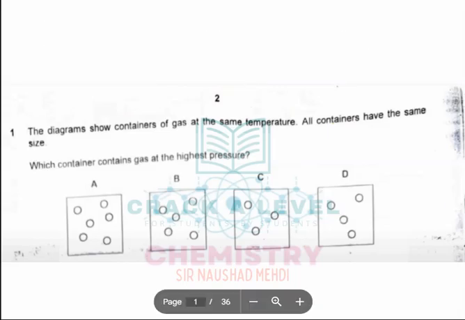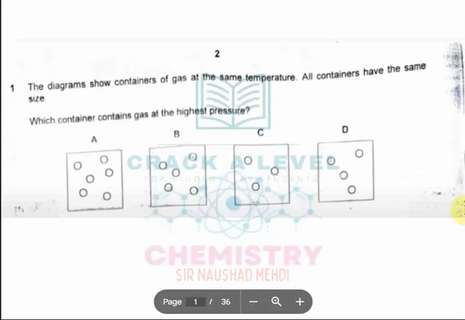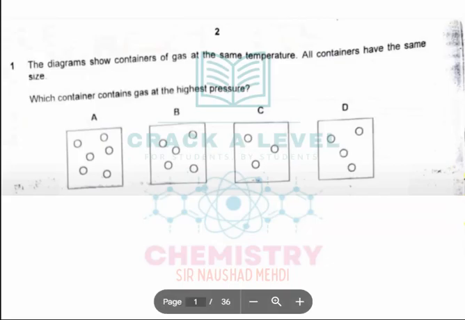Okay, so this is MCQ number 1. In this question it is saying that the diagram shows containers of gas at the same temperature. All the containers have the same size. So these are the 4 containers, and all of them have the same volume. Now they are asking which container contains the gas with the highest pressure.